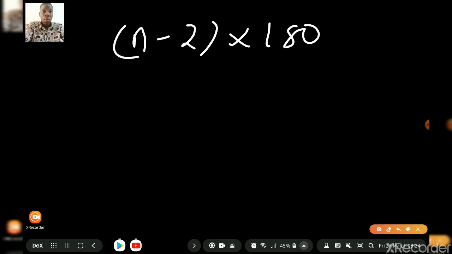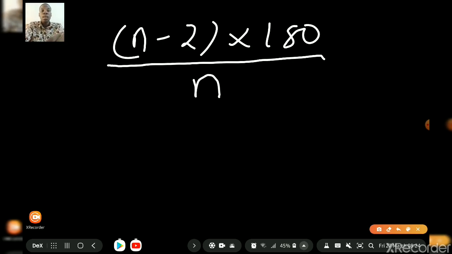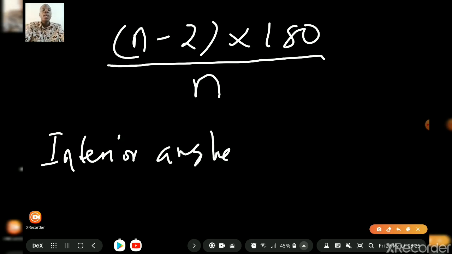Interior angles. Remember that n is the number of sides, and the number of interior angles is always equal to the number of sides. So to find the interior angle, we take the sum of interior angles, which I've already written, all over the number of sides. This gives us our formula for finding the interior angle of a regular polygon. Take note of this formula, very important.